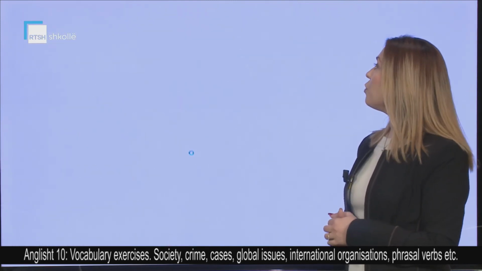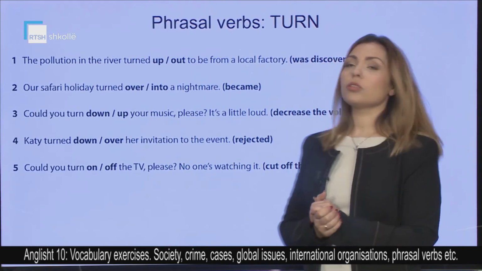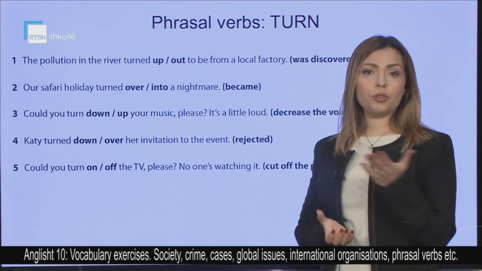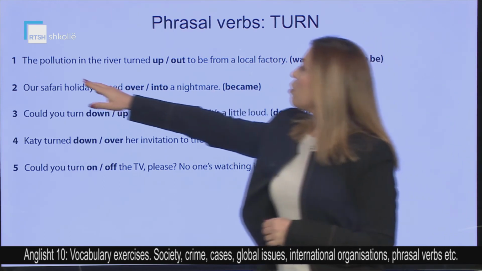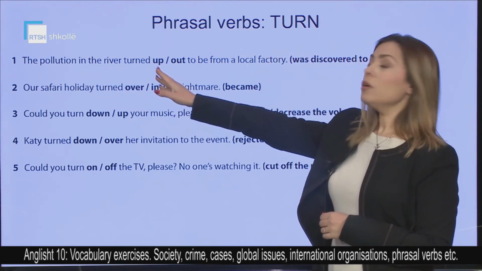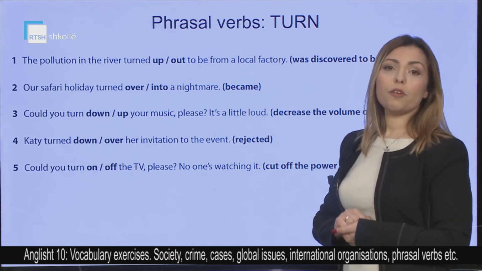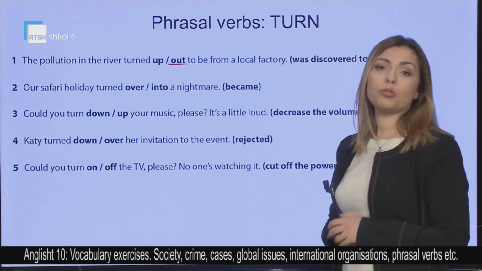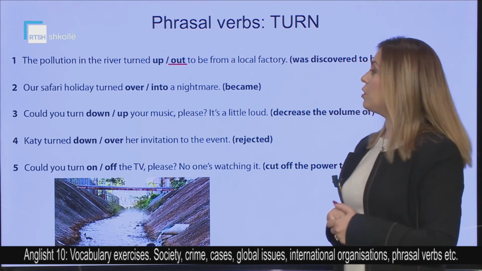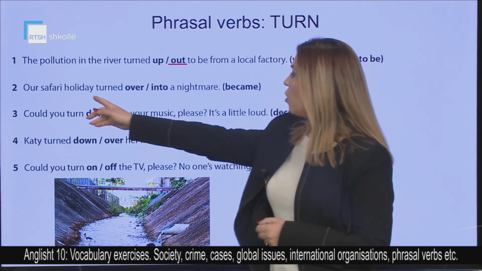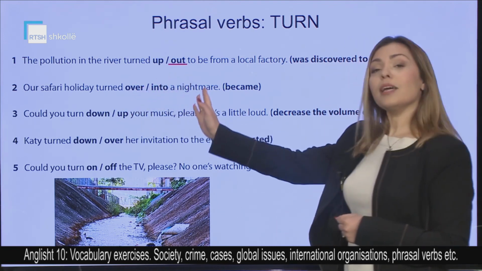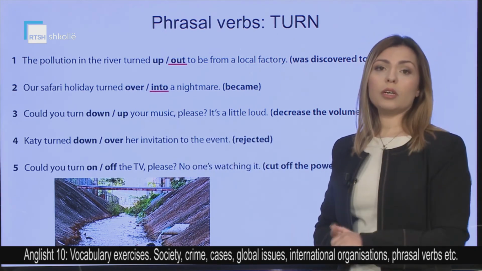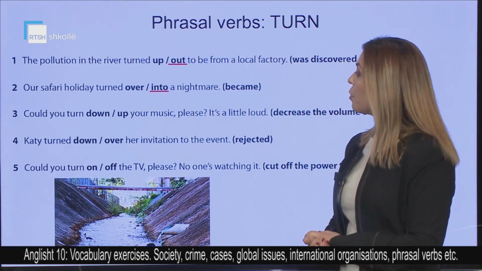And after these organizations, let's go and focus on the phrasal verb turn. You have the explanation in the end, so it's easy for you to find the answer. Number 1, the pollution in the river turned up or turned out to be from a local factory. When the meaning is that it was discovered to be, then it turned out to be. So they found out, it was discovered. Number 2, our safari holiday turned over a nightmare or turned into a nightmare? Of course, that's easy. It turned into a nightmare. It became a nightmare.